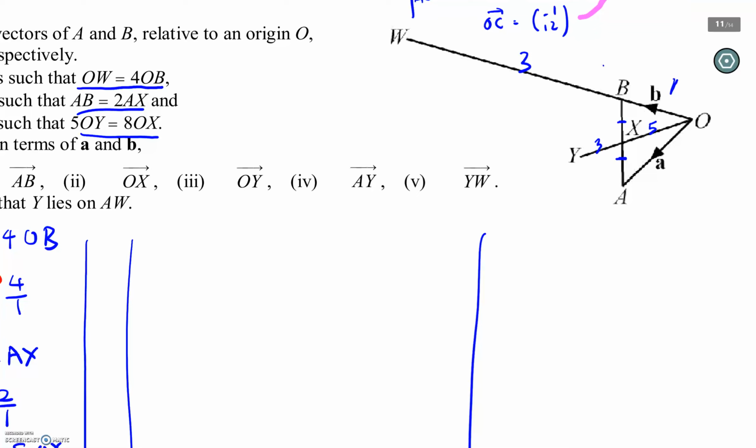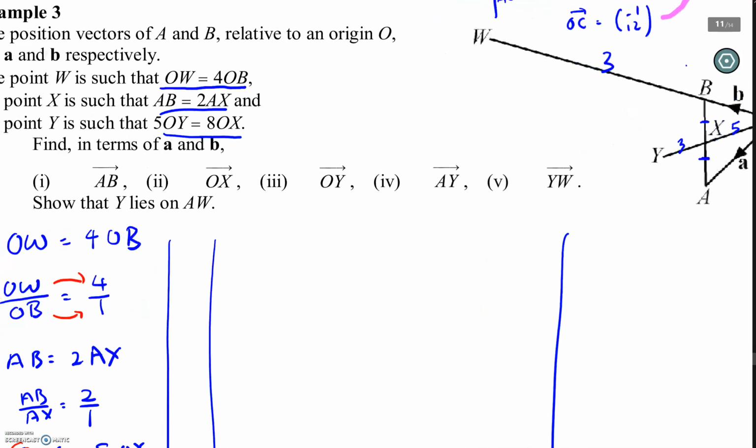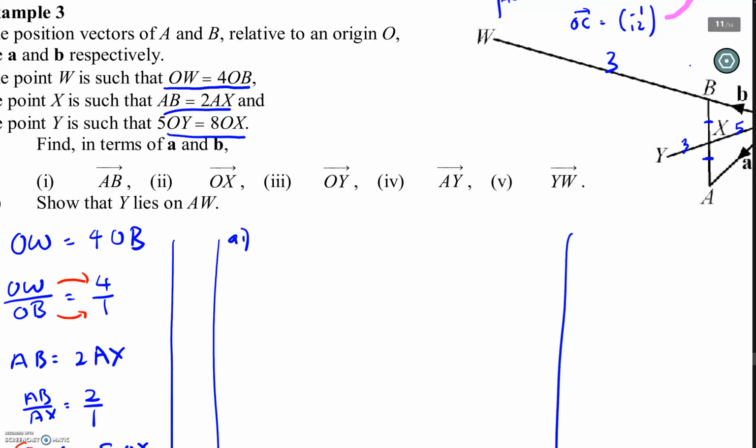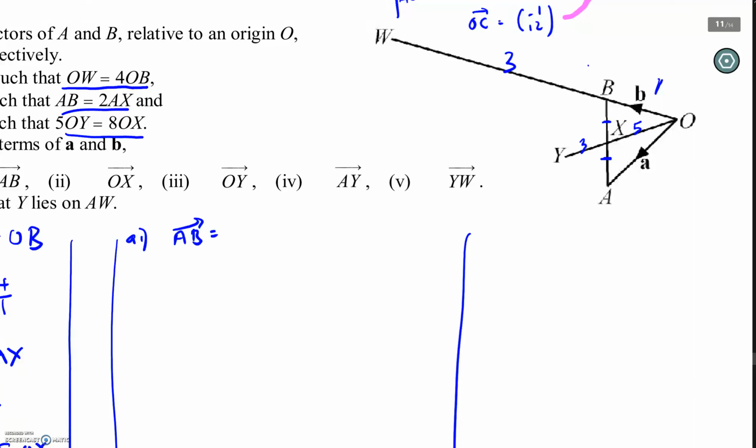So let's start. I want to find AB, in terms of A and B. AB, is it easy? Equals to what? AO plus OB, right? I go very slowly. I always write A something plus something B. I always start like that. So I encourage you to start like that, because this will tell me it's minus A plus B. I think you are all faster.